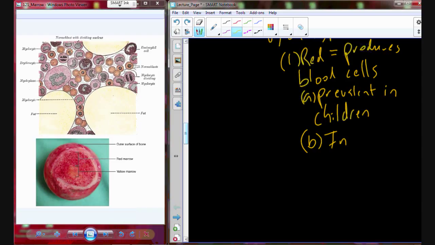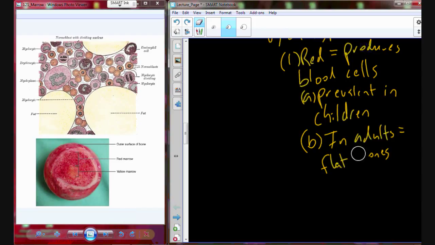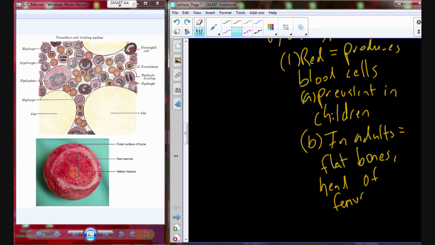In adults, because we don't have to turn over the blood supply as much, we're going to find the blood-producing red marrow primarily in the flat bones. We're going to find it in the flat bones, and then also in the head of the femur, the big leg bone, and the humerus, the big bone in the arm.